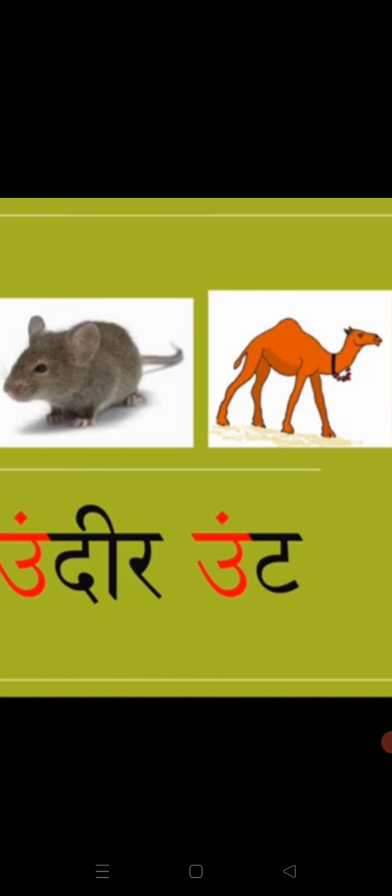Now we know what those pictures are. Yes, it's a rat and a camel. We say rat in English, and in Marathi we call it undir. Understood? Now the other one, unta. Unta means camel. Camel means unta.